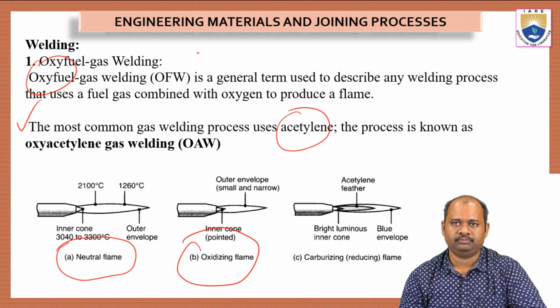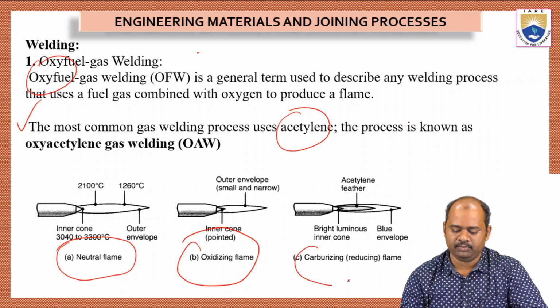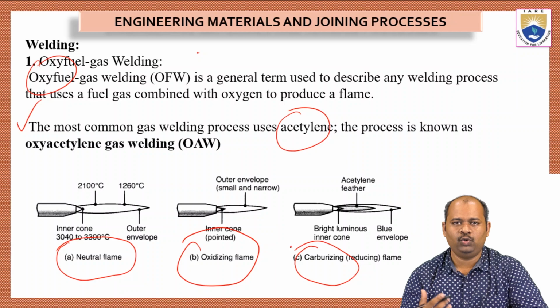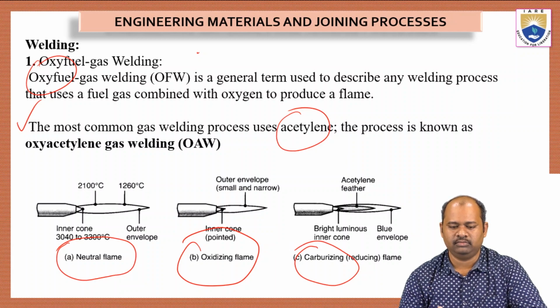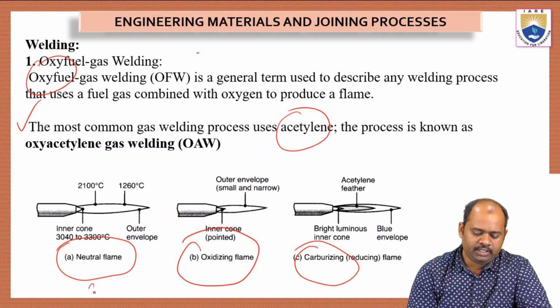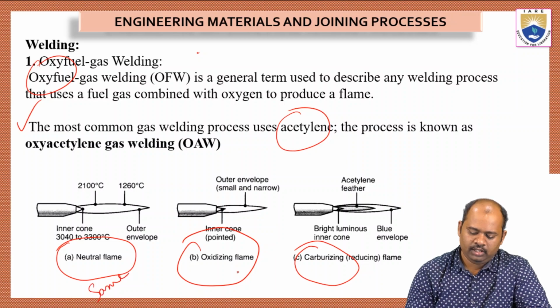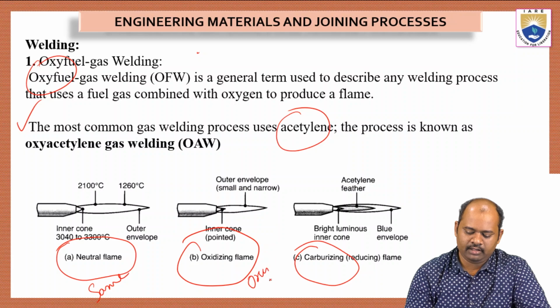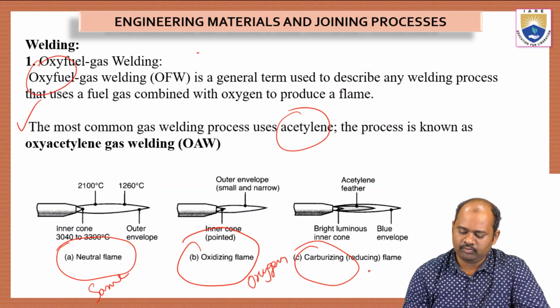And then the third one, reducing flame or carburizing flame. So what is carburizing flame? It contains more acetylene than oxygen. So here, same proportion. Here, more oxygen is there. And in the third one, more acetylene is there.